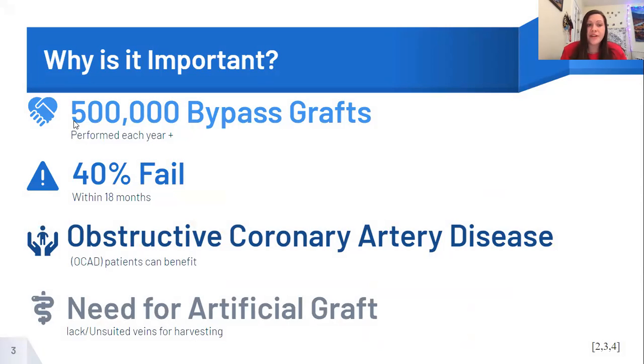So why is it important? More than 500,000 bypass grafts are performed each year, and this number is expected to increase with the aging population. About 40% of vein grafts fail within 18 months. Patients with obstructive coronary artery disease can benefit from bypass grafts, as it's a form of treatment for this disease due to the buildup and blockages in plaque. And most needs for an artificial graft concern the lack of or unsuited veins.